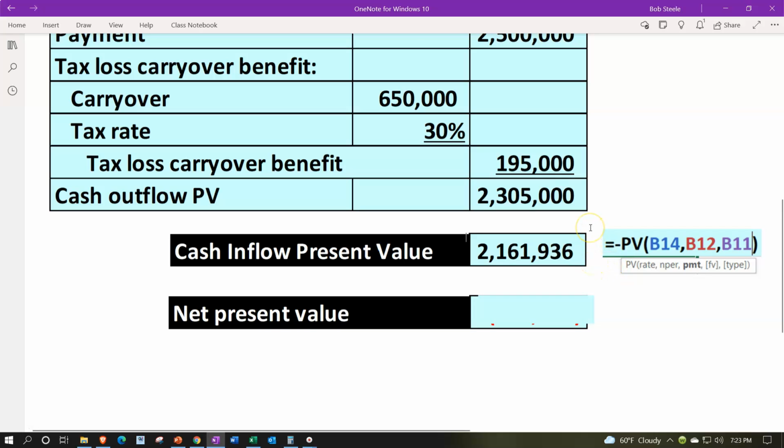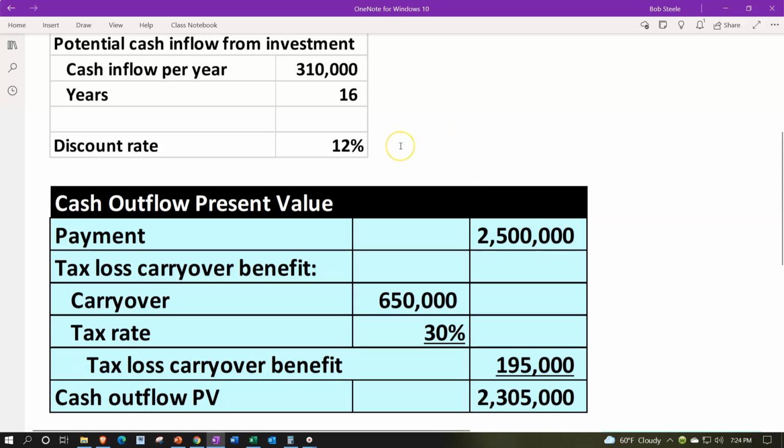the 2,161,936 versus the outflow, the 2,305,000. You can see that the outflow is greater than the inflow. It's negative, in other words, for the net present value. Negative means we have not cleared the hurdle rate of the 12%.